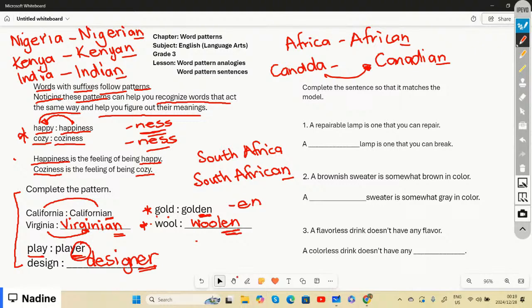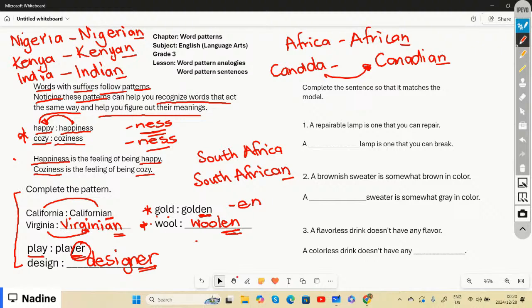Well done. So once again, when it comes to word patterns, right? These we called word pattern analogies, where you look at the words and you follow the patterns, right? And remember, noticing these patterns can help you also to recognize the word that acts the same as that word. And when we say the words that act the same, it's the same as saying if you're from California, you're Californian. If you're from Virginia, you're Virginian, right? Those words you can see act the same.